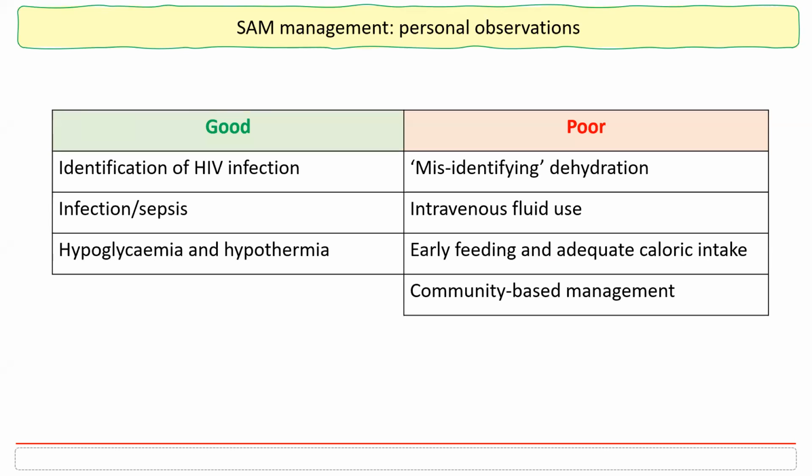However, we have problems in assessing dehydration in children who are severely malnourished. And we have difficulty in using intravenous fluid judiciously in SAM. And this is not just a South African problem, it's an international problem. But where we do fail is we don't institute feeding early, and we certainly don't supplement caloric intakes appropriately, in my experience at least. And community-based management is almost non-existent in South Africa.